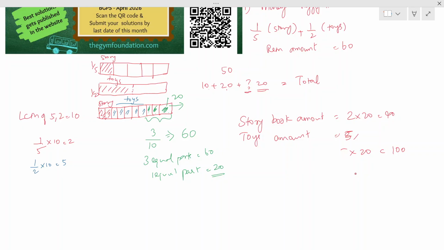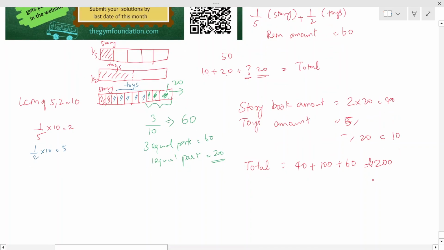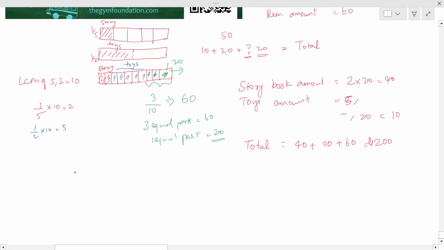So let's see if this actually plays true. You can also find the total amount in the piggy bank, which is 40 plus 100 plus the remaining amount, which is 60. So the total amount Laya had is 200 rupees. So it's always good in the reflect part to check your answer, right? So let's check the answer.